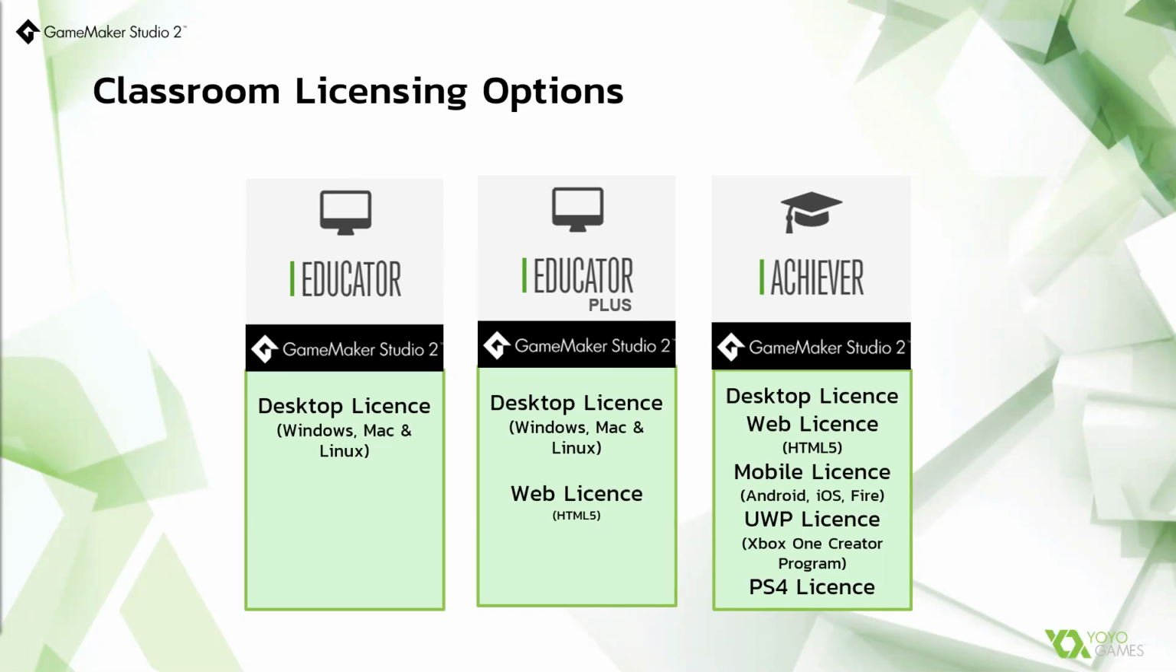And we also have a more advanced license, which brings in mobile, Android, iOS, and Amazon Fire, and also UWP, which is Universal Windows Platform, that enables you to export to Xbox One using their creator program, and also the PlayStation license, which right now enables you to export to PlayStation 4. But as I say, the next gen consoles are going to be live on the next version of GameMaker that goes out, we're hoping at the end of March.